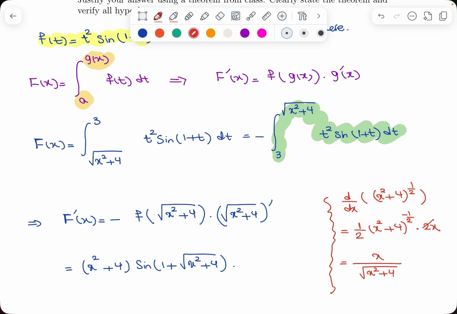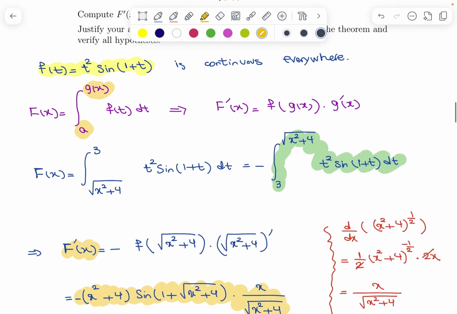You can cancel 2 from top and bottom, and by using the negative exponent rule, you can consider x square plus 4 to the negative 1/2 as 1 divided by square root of x square plus 4, times x would be x divided by square root of x square plus 4. So the derivative of square root of x square plus 4 is x divided by square root of x square plus 4. We have a negative sign here, therefore we could answer this question as well. We found the derivative of our function. So for this question, you need to memorize this formula.